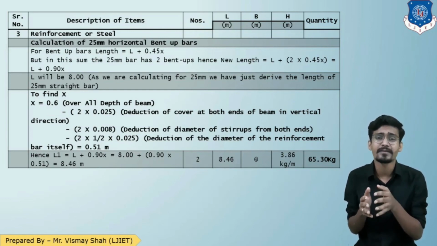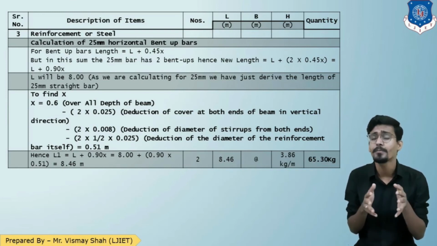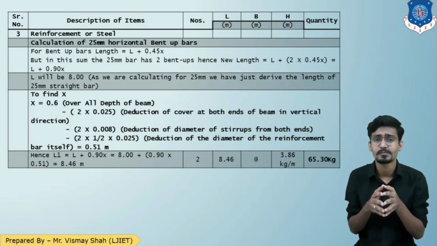Now replacing that value in the formula L plus 0.90x, we'll get the new length as 8.46. So there were two bent up bars and that is 8.46. So we'll get the weight of the bar as 65.30 kg. I hope we are clear up to this point.